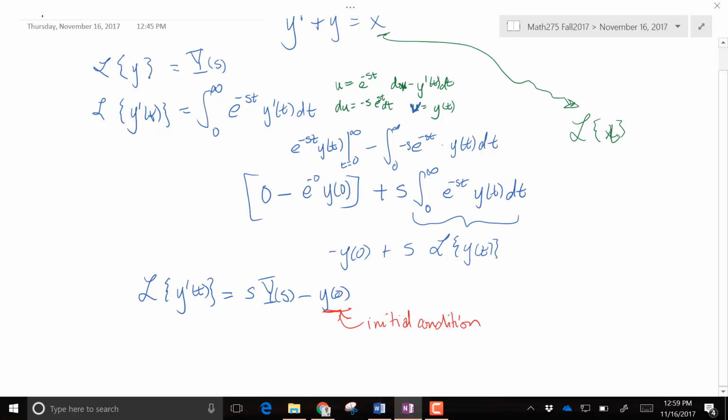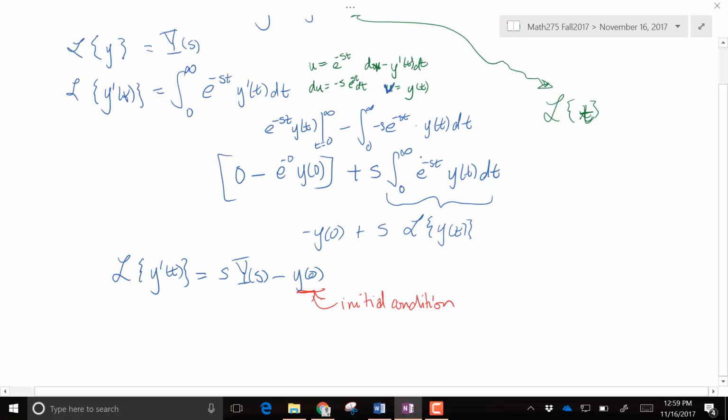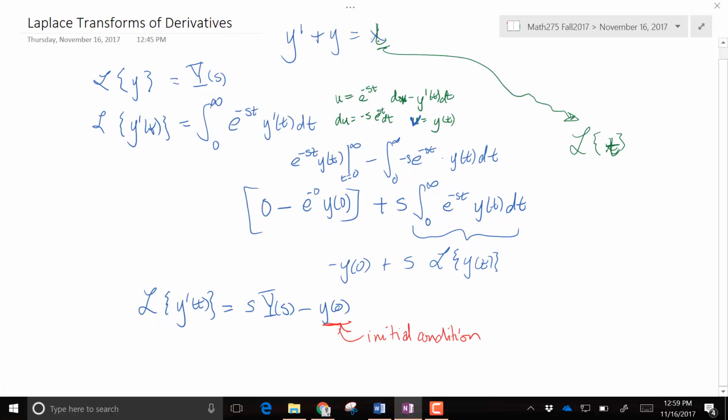I guess we should use t's. Sorry. What's the transform of t? You remember? It's like n factorial divided by s to the n plus 1. So with n equal to 1, what should it be? 1 over s squared. Okay.